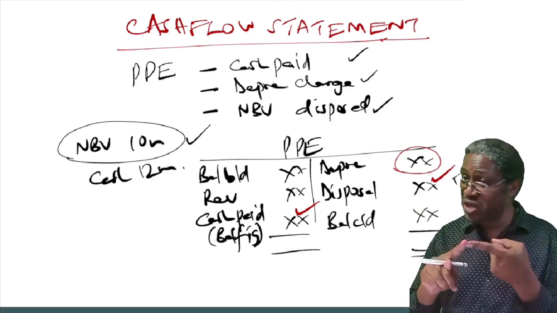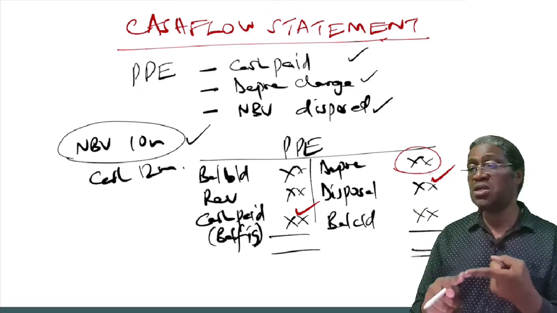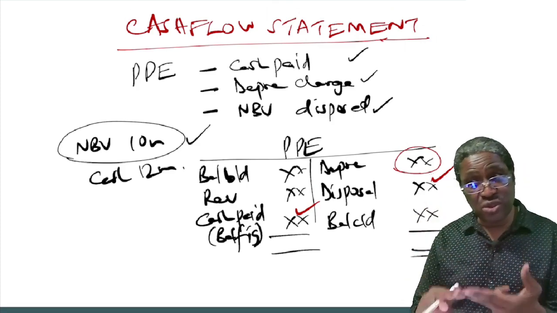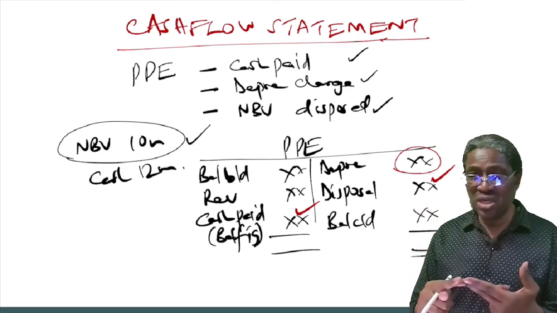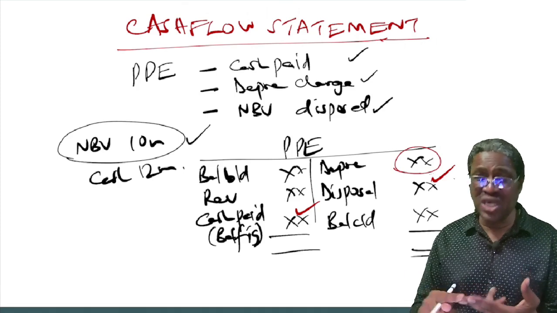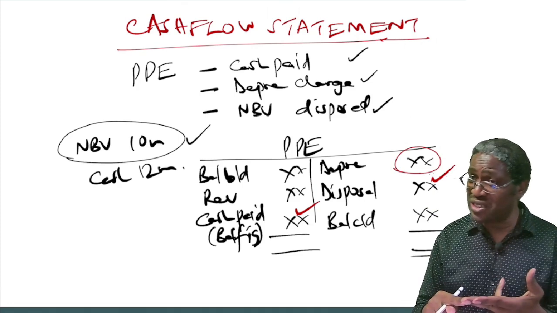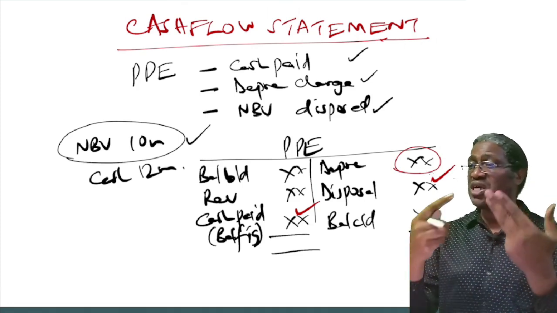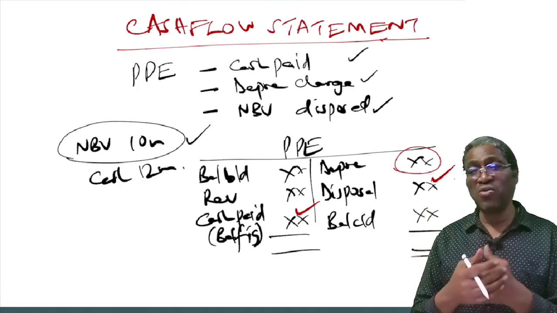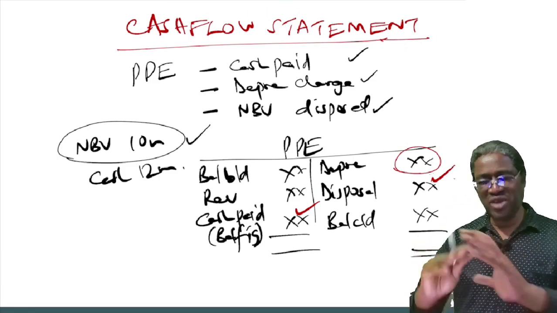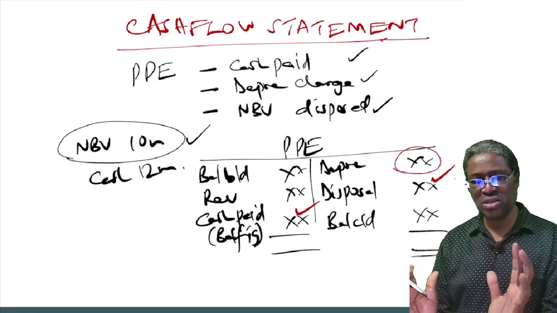Either he doesn't give you the cash paid to acquire new ones, which you need as far as investing activity is concerned, or he doesn't give you the depreciation charge for the year, which you need as far as non-cash items are concerned, or he does not give you the book value of the disposed asset, depending on the question, so that you can determine the gain or loss on disposal of the asset. Good. That being a reminder, I've reminded you in general.